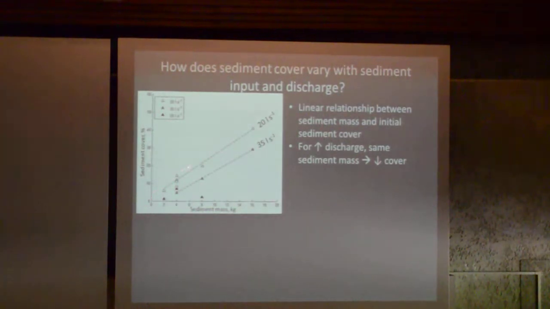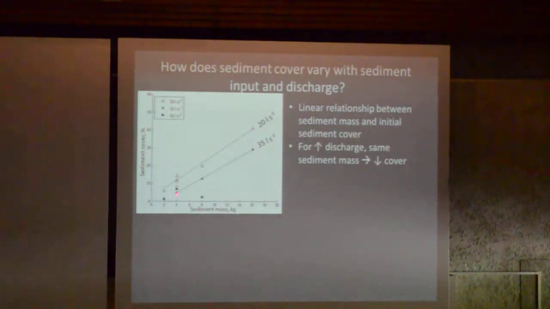We've got three different data sets on here. The white ones are data from 20 litres per second, the grey ones are 35 litres per second, and the black ones are from 50 litres per second. Certainly in those two data sets, you do seem to get quite a linear relationship between the amount of sediment put in the flume and the amount of cover that develops. In many ways that's a reassuring result, because a lot of the incision literature assumes a linear relationship between the amount of sediment that goes into a river and the amount of sediment cover that develops, so in this context maybe that's not an unreasonable thing to assume.